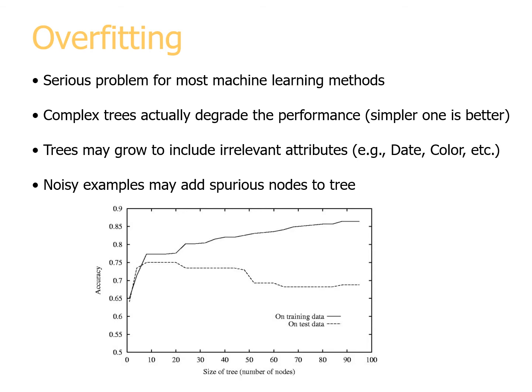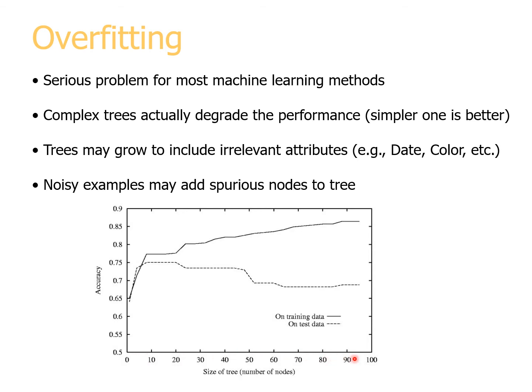So as I said, this overfitting is very famous and a serious problem for almost every machine learning method. It turns out that these complex decision trees actually degrade the performance, and the simple decision tree is actually better than the complex ones. So by cutting branches, we make decision trees simpler, and it turns out this simpler decision tree is better than complex ones. So let's take a look at this picture here.